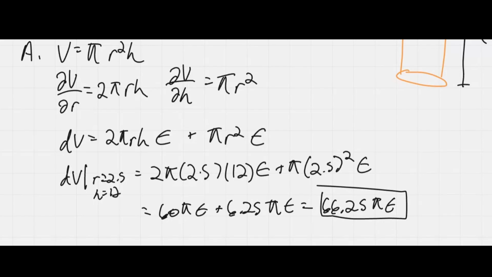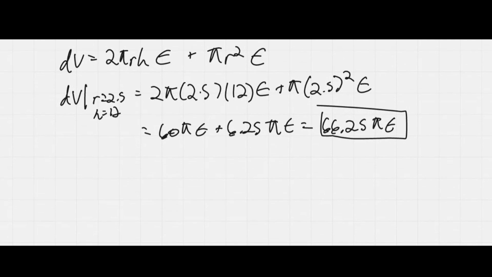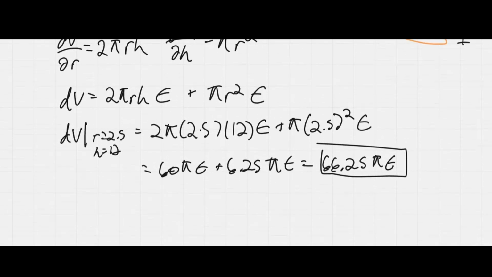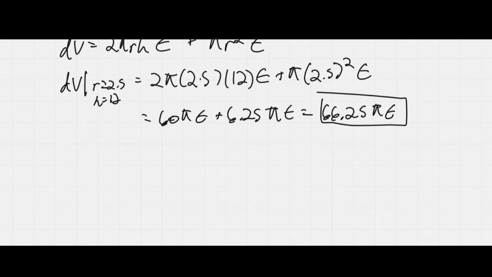Now for part B, we know what the maximum error is going to be, right? We know the maximum error is going to be 66.25 pi epsilon. And so now we just need to find what that epsilon value is going to be. Because what is the question asking? The question is asking what is the largest allowable value of epsilon? And so we know that it needs to be accurate within 1 cubic foot.